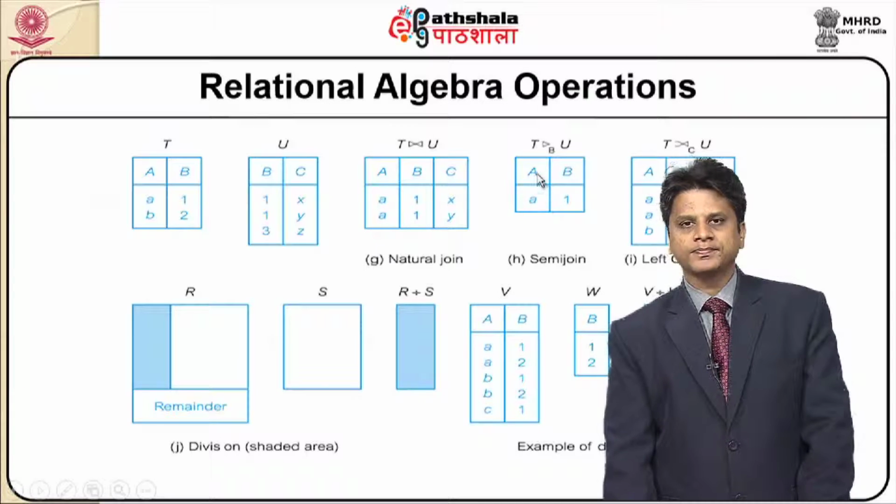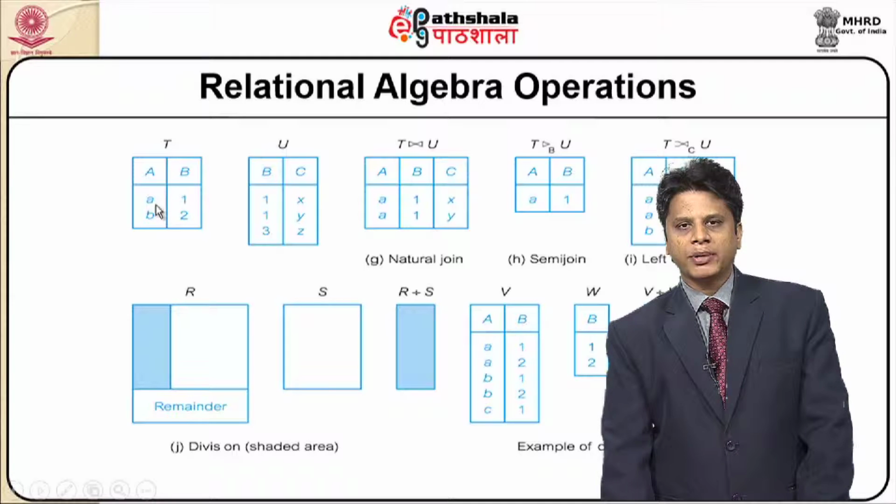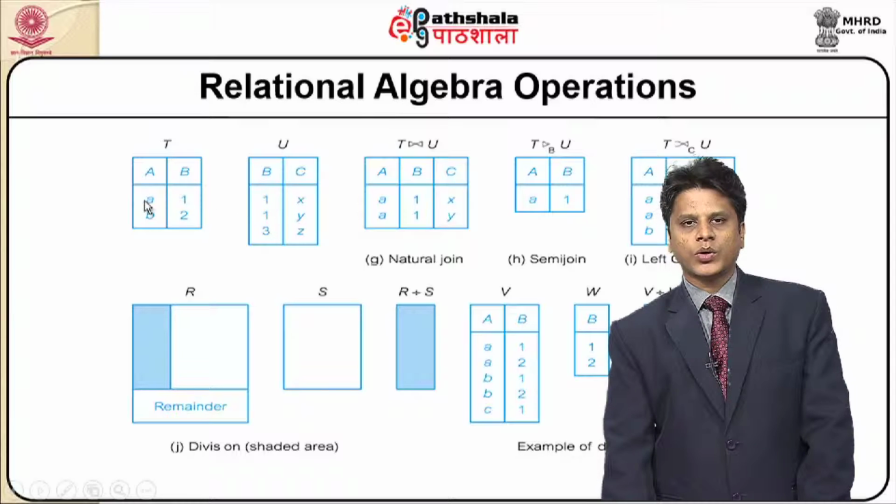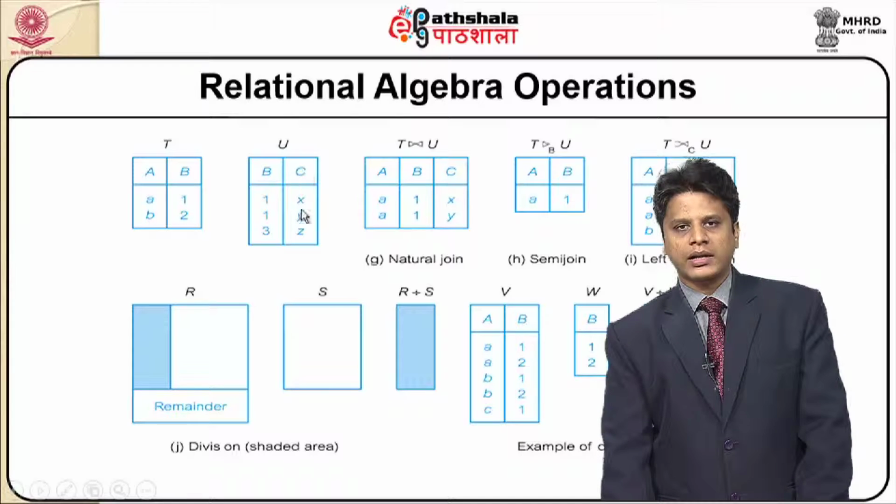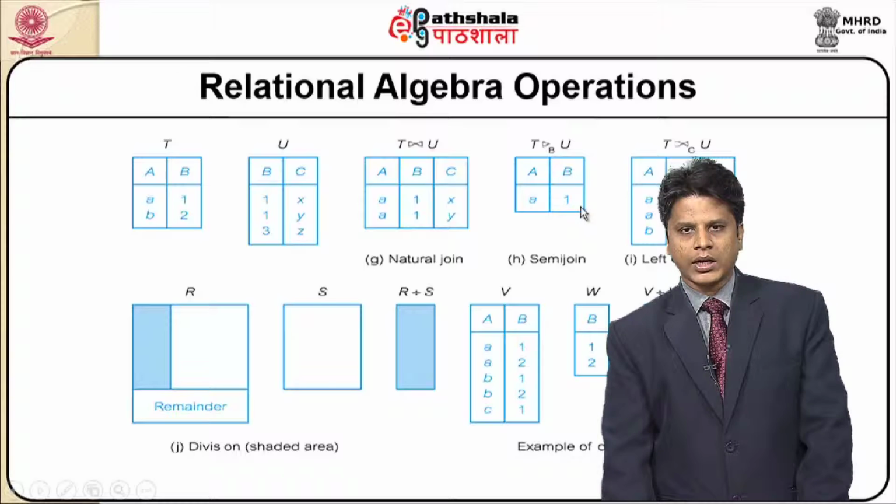Semi join, where we have considered the same two relations T and U. Semi join basically gives A1, so it has to represent only those values which are on the left portion of it, but not the values of the right portion of the relation. So, it gives only A1.